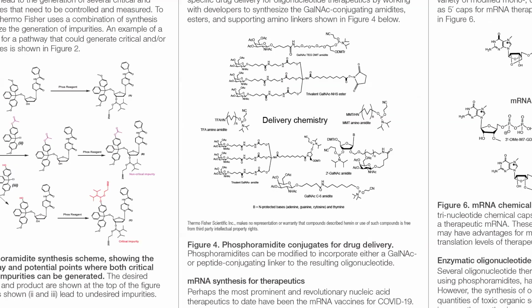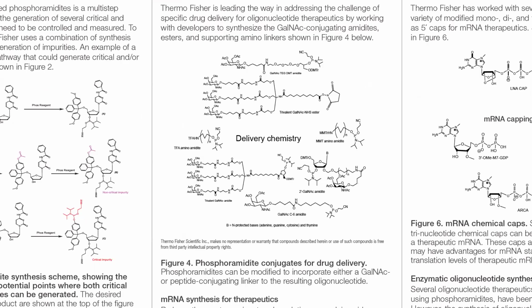Next, we're going to look at Figure 4, talking about delivery chemistries. For drug delivery chemistries, developing the right vehicle to deliver the therapeutic to the target tissue remains a challenge. GalNAc conjugates represent a major success for the delivery of targeted RNA therapeutics to the liver. Antibody drug conjugates are also under development for targeted cell type delivery. Antibody drug conjugates require amidites suitable for conjugation, which is being addressed by Thermo Fisher Scientific's library of amidites, esters, and amino linkers, as shown here in Figure 4.